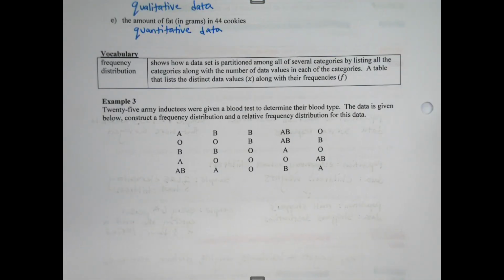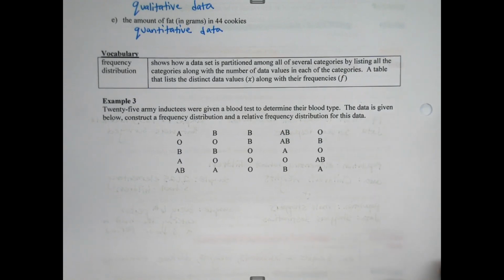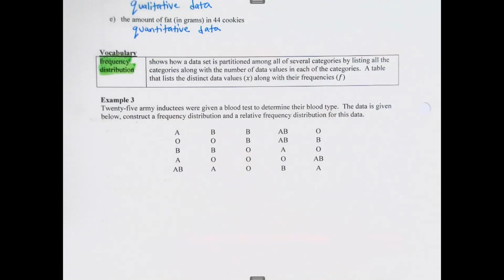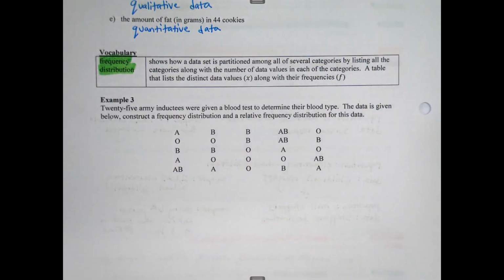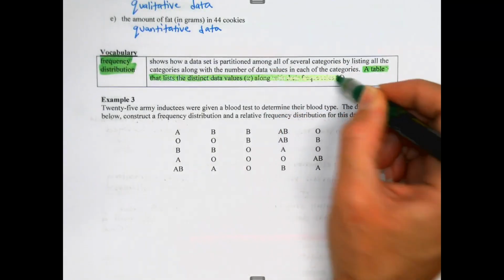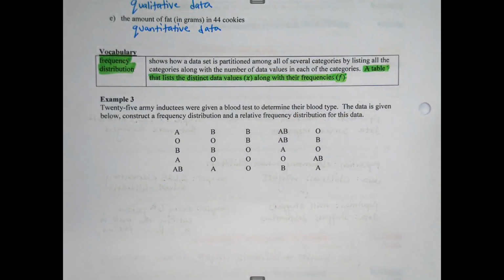Now we are going to look at how we organize this data. We collect data, how do we organize it? Frequency distribution is one way that we can go about organizing our data. A frequency distribution shows how a data set is partitioned among all of several categories by listing all the categories along with the number of data values in each of the categories. A table that lists the distinctive data values along with their frequency is what is created.